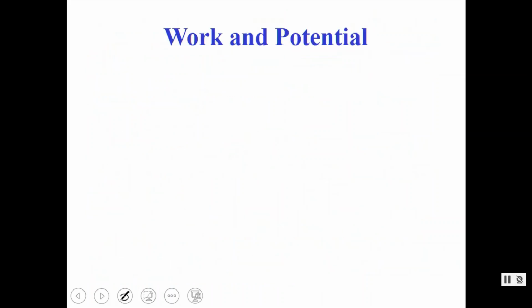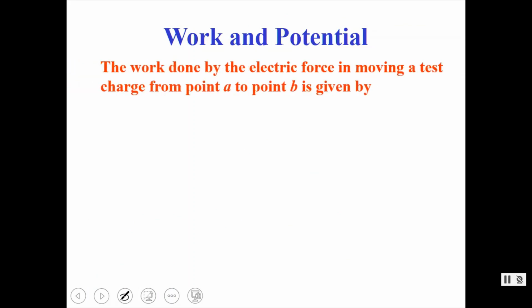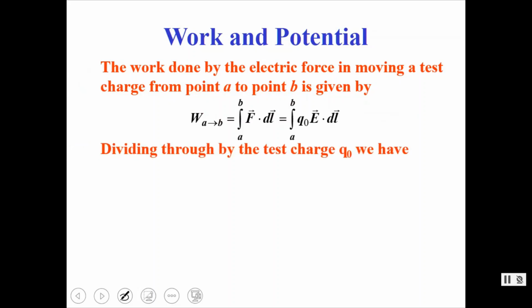So what about relating work and potential? If we wanted to relate work and potential, we know that we can relate work and the electric field. So all we have to do is divide out that test charge, and we can find the potential as the work per unit charge. So you can find the difference in potential from A to B as being related to this electric field just by dividing out your test charge.